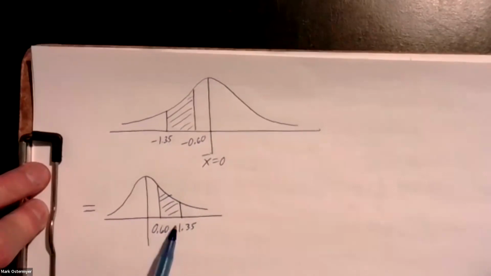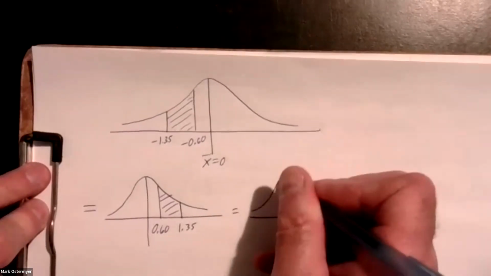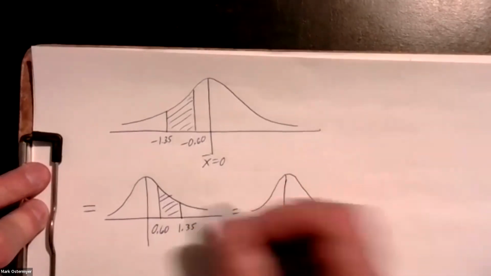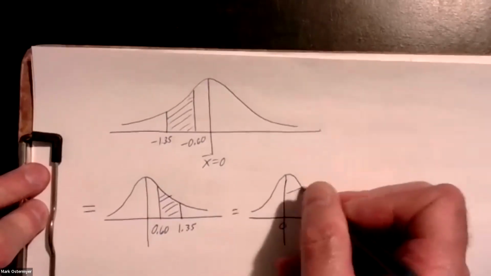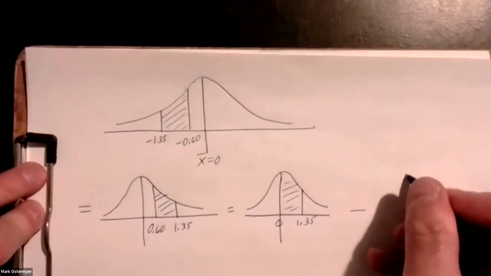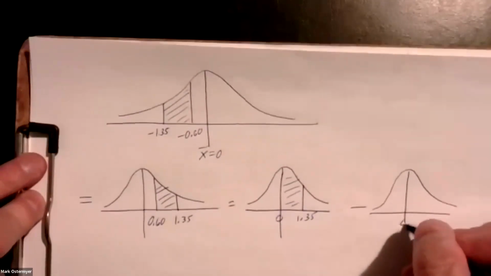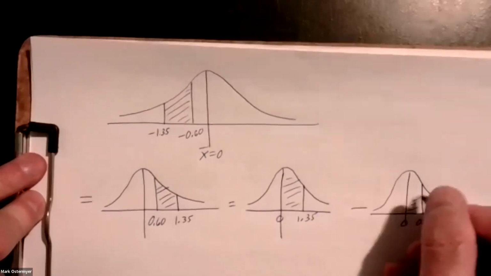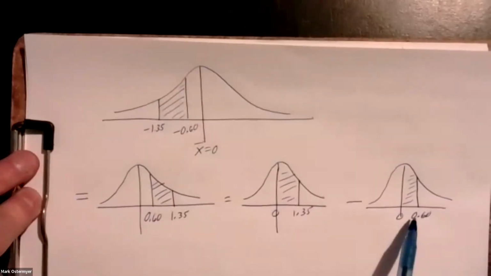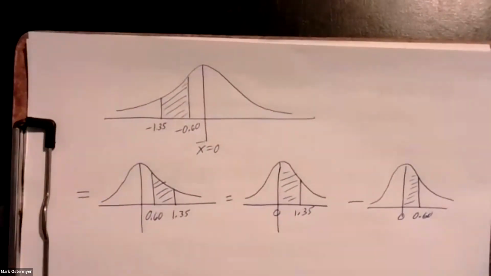Now we showed you how to do this area. We could use our table because this is going to be found by taking the area between our mean 0 and 1.35. We're going to use the table to find this area, and then we're going to subtract off the area from the mean 0 up to 0.60. And when you take this area and subtract off this area, you're going to be left with this area, which is equivalent to this area. So let's go to our table and find this area.